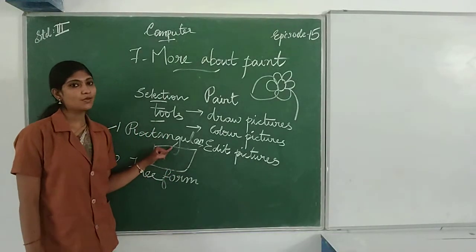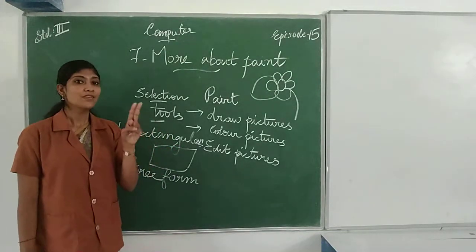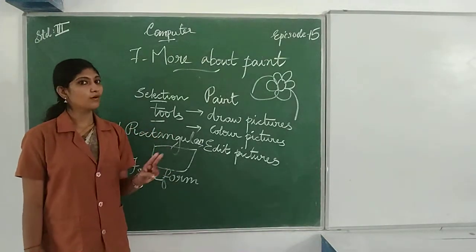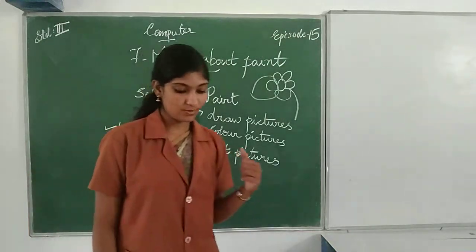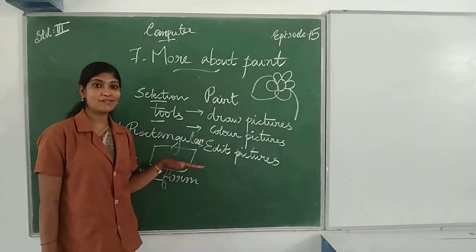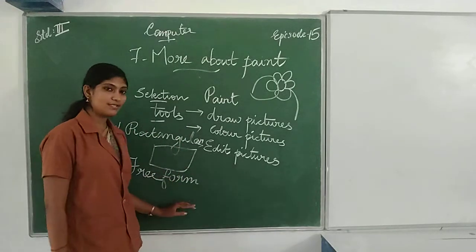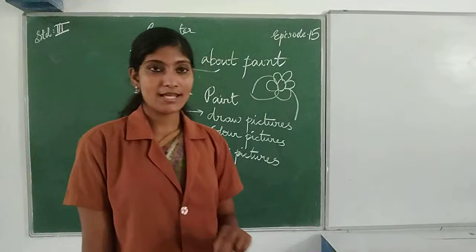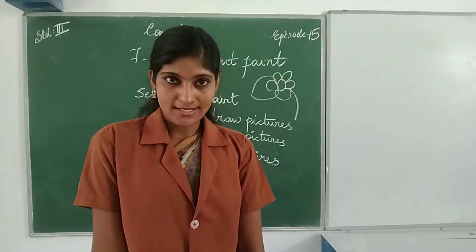Then what is rectangular selection? Rectangular selection means we can select a picture or a portion in the form of a rectangle. If there is no shape, that means if you want to select in an irregular form, you select the free form option. So the question, you can select a cutout in how many ways? 2 ways. That is the answer.